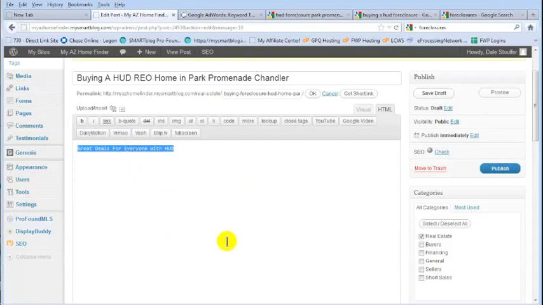But you write your content, and then you're going to select which category you want it to fall into. And then once you select it, and don't put it into all the categories, pick a category to put it into, and then you're going to hit publish. And then go out to your website and look for it.